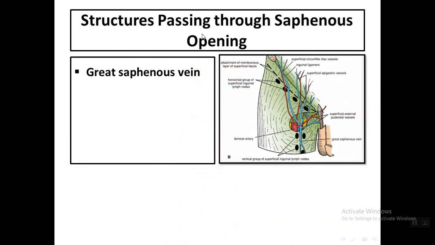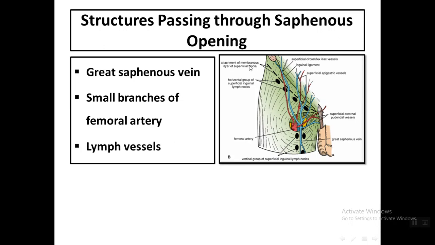What are the structures passing through the saphenous opening? This is the opening we mentioned in the deep fascia. There are certain structures passing through. One of them, as we just explained, is the great saphenous vein passing through the saphenous opening. As we can see, small arteries are also passing through. These are small branches of the femoral artery supplying nearby structures. And we have lymph vessels also passing through. Lymph vessels from the superficial inguinal lymph node will pass through this opening to drain into the deep inguinal lymph nodes.